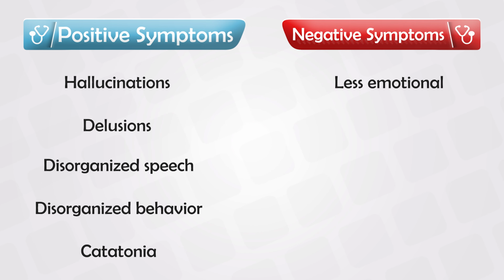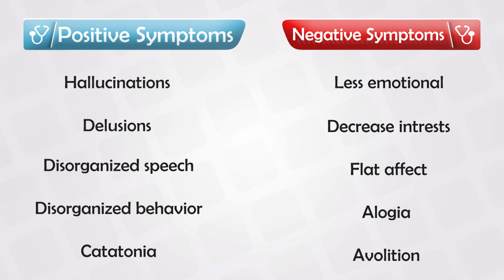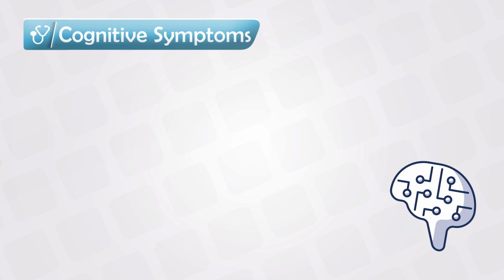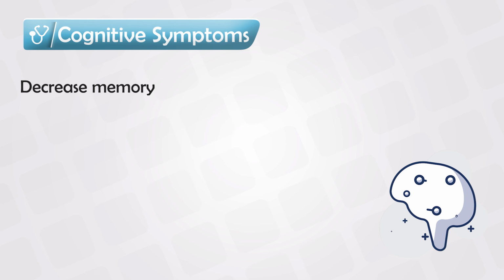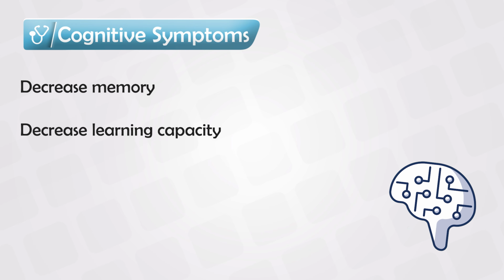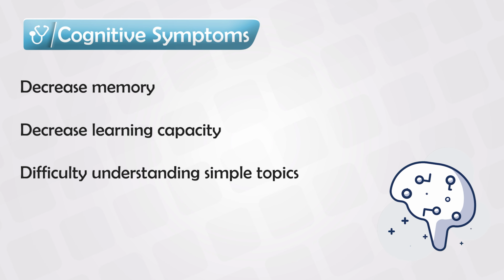The negative symptoms include decreased emotions, decreased interests, flat affect, which means that the patient has minimal emotional response to the world around them, alogia, in which the patient responds with one or two words, trying to keep the speech to minimum, and avolition, which is decrease in motivation. The cognitive symptoms include decrease in memory, decrease in learning capacity, and difficulty understanding simple topics.